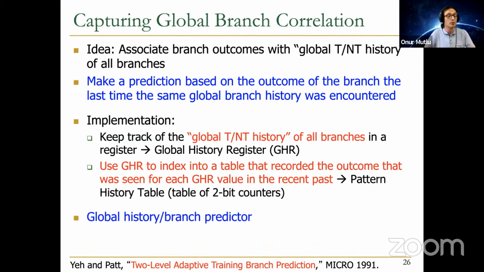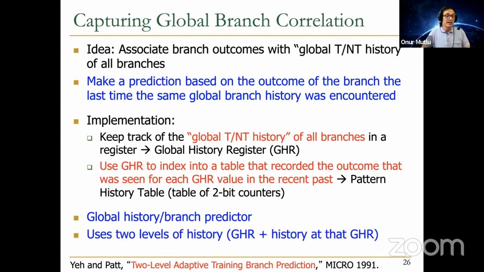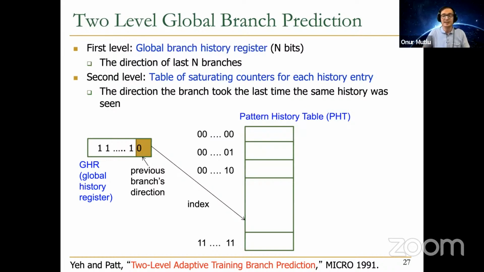So this is called the global history or global branch predictor. It uses 2 levels of history because you keep 1 level of history in the global history register. These are the directions of the last n branches. And also you keep history in the pattern history table, the table of 2-bit counters, essentially which outcome we have seen when we saw that global branch history last. Essentially, we're matching a pattern. Whenever we saw this pattern in the history register last time, this is what happened to this branch, or whatever branch we were executing. We're going to memorize that pattern and use it as a prediction in the future. So let's take a look at the implementation of it.